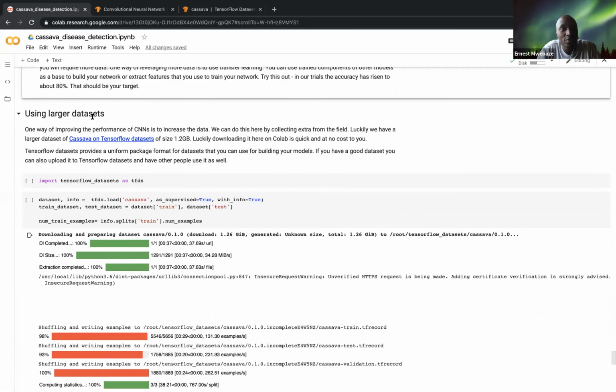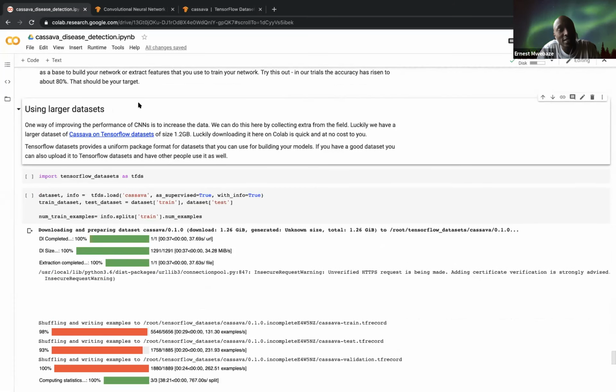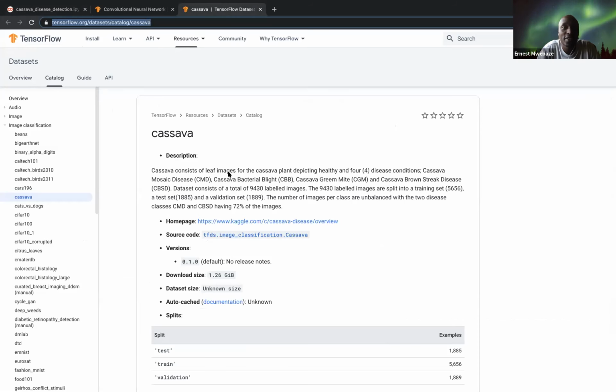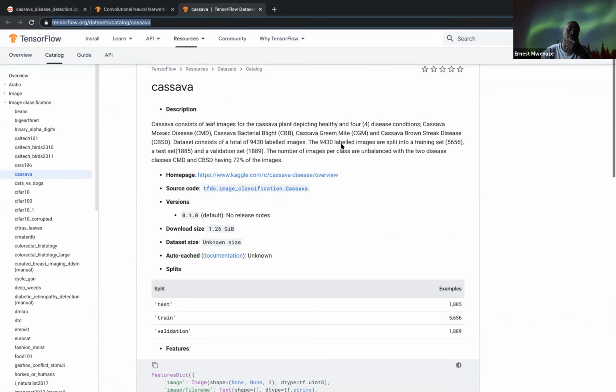One obvious way of improving models, I thought I'll just add this here, is to use larger data sets. There's such a thing as TensorFlow data sets, where data sets are uploaded here, and there's a description of the data set. For example, we have a larger cassava data set here.